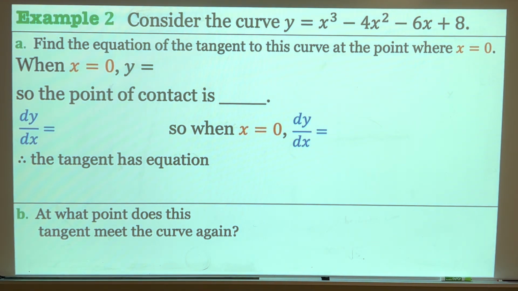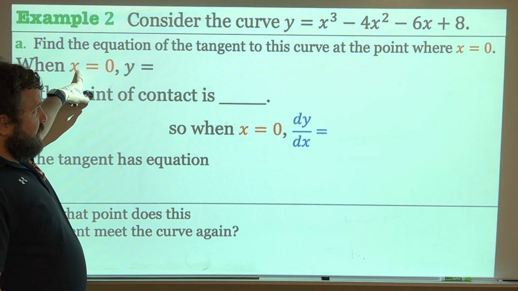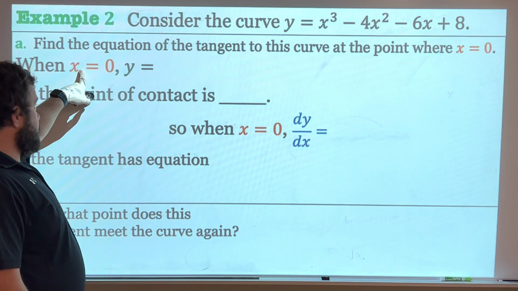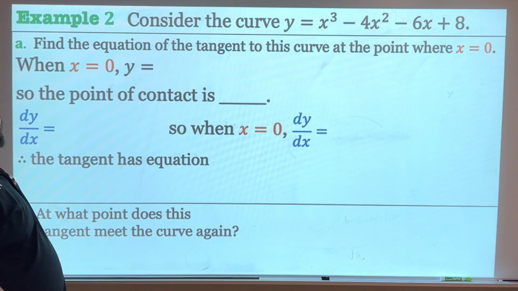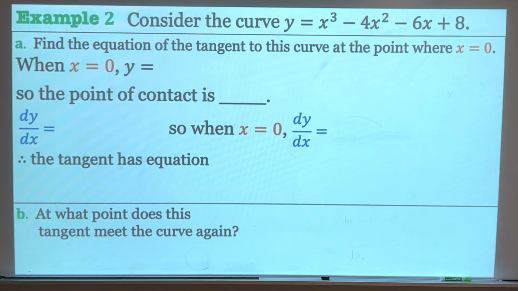Example 2. Consider the curve y equals x cubed minus 4x squared minus 6x plus 8. Find the equation of the tangent to this curve at the point where x equals 0. So first thing, solve it like a normal problem. We're going to find the equation of the tangent to this curve when x equals 0.